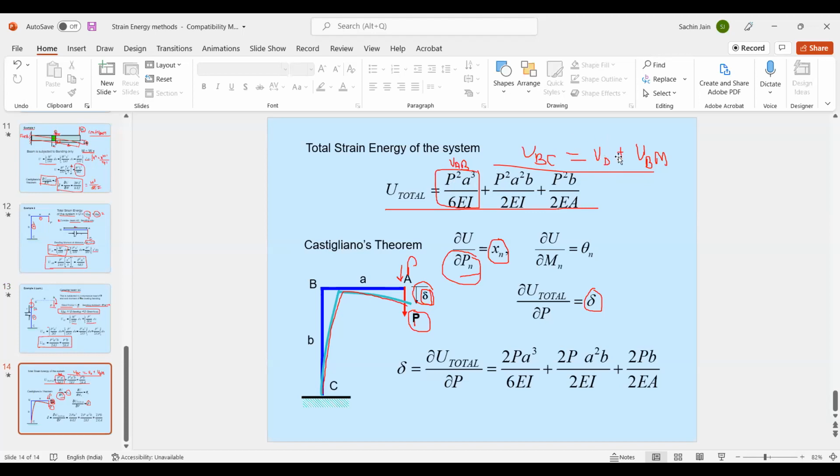UBC comprises the direct force plus the bending moment. Now, by the Castigliano theorem, differentiating U with respect to the force P, we will get the deflection in the P force direction. P is in the downward direction, so the deflection should come in the downward direction. So del U by del P is equal to delta A. Differentiating this U, we get our final deflection.